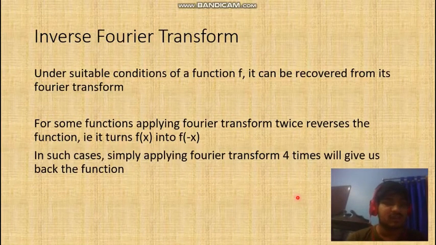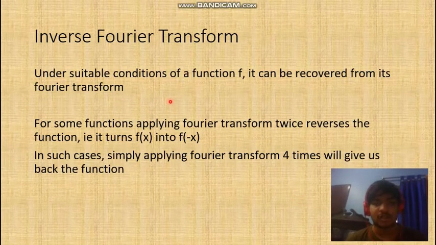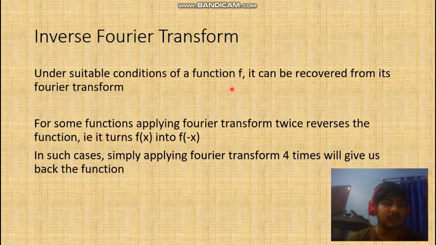Now the inverse Fourier transformation. Now under some suitable conditions, a function f can be recovered from its Fourier transformation. In fact, for most of these invertible functions, applying the Fourier transform twice reverses the function, that is, it turns f(x) into f of minus x. In such cases, simply applying the Fourier transform 4 times will give us back the function.